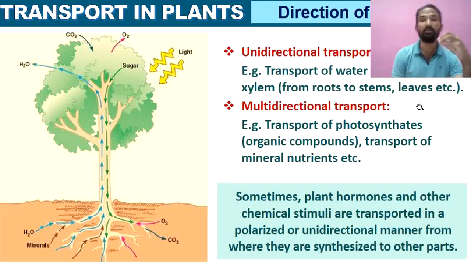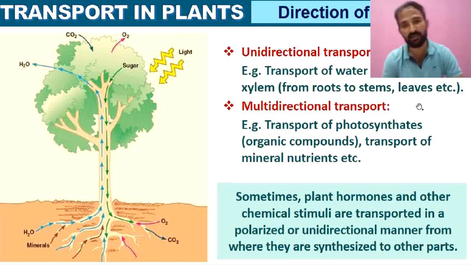So that's why the organic compounds synthesized in photosynthesis are transported multi-directionally, which means leaf to stem, stem to roots, and again root to stem and stem to leaf.